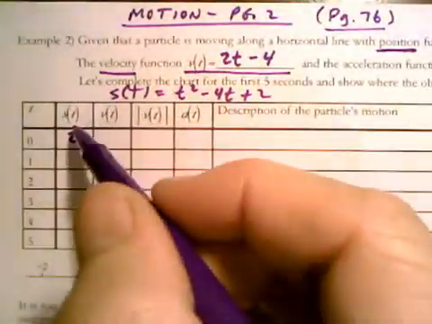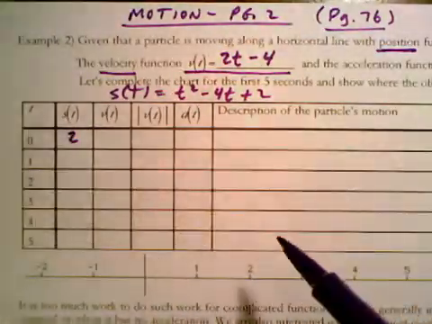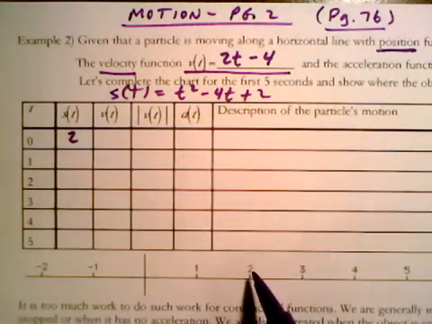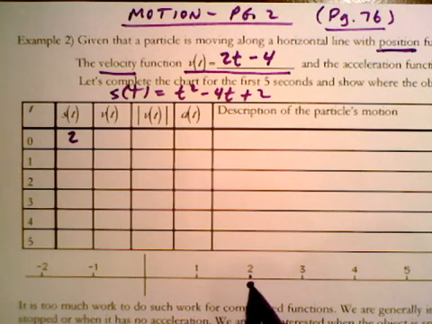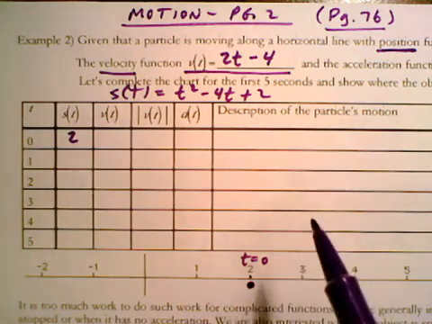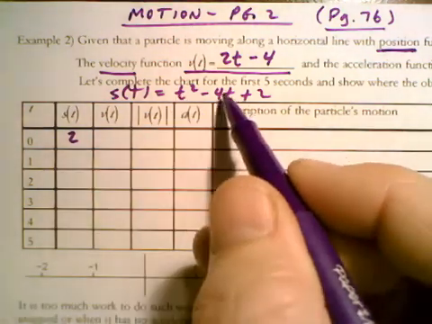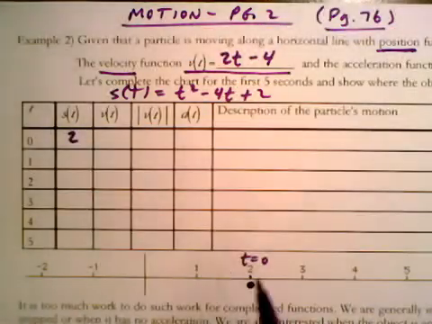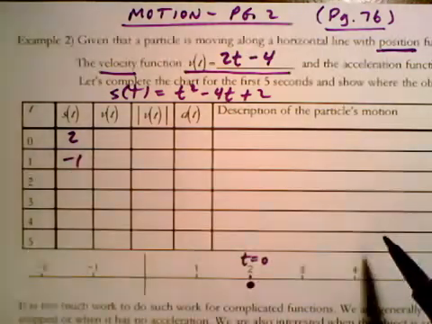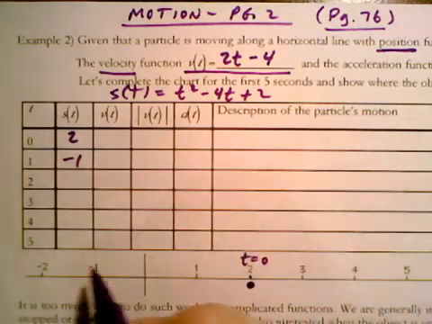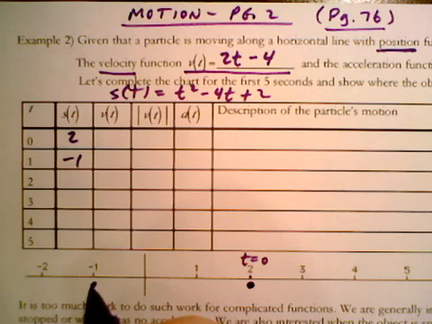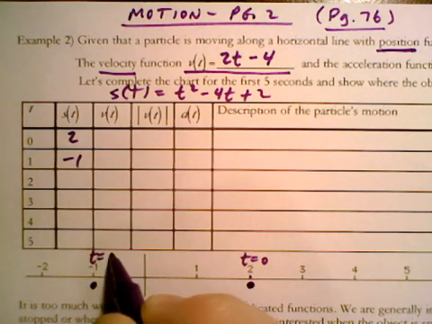Okay, so let's do the position at all these different times. The position at time 0 is 2. So here's the object. I'm going to put it right here, right underneath it. Position at t equals 0 is 2. The position at t equals 1: 1 minus 4 is negative 3, negative 3 plus 2 is negative 1. So the position is negative 1. That would be at time t equals 1.